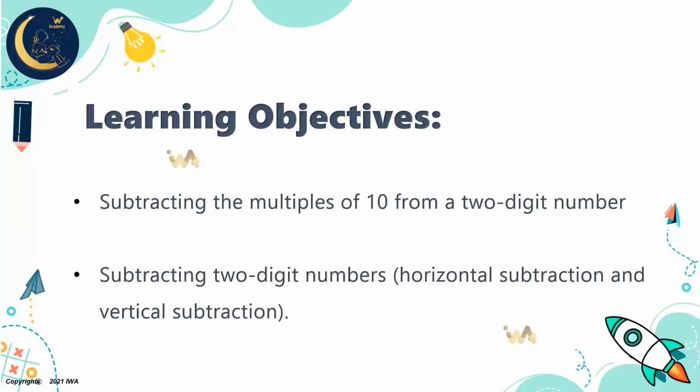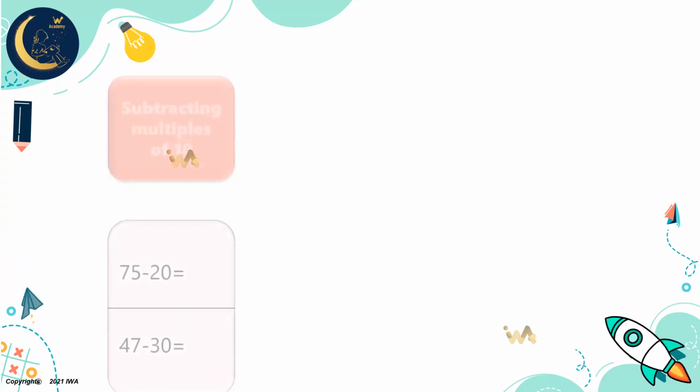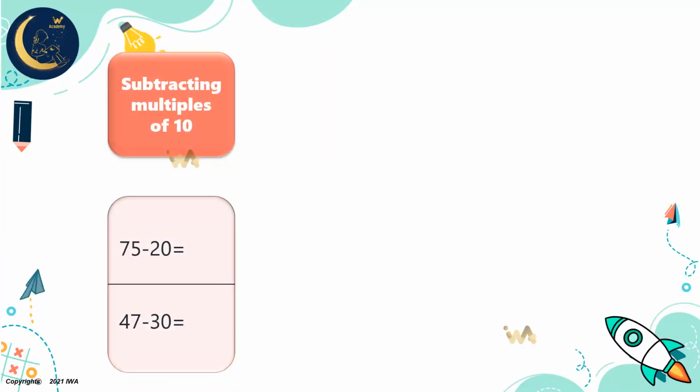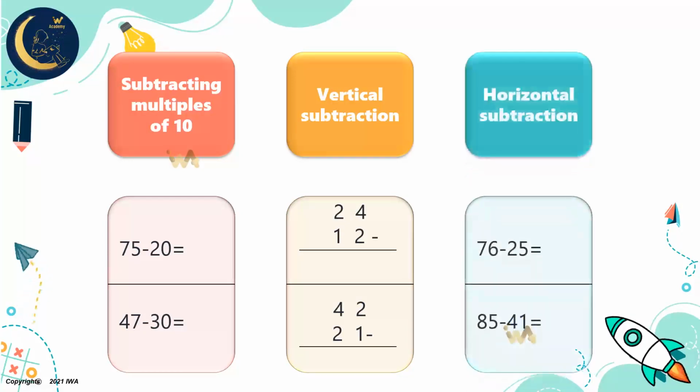Numbers, horizontal subtraction, and vertical subtraction. Hello, my friends. Today we are going to learn 3 different ways of subtracting numbers. The first way is to subtract multiples of 10. The second way is the vertical subtraction, and the third method is the horizontal subtraction.